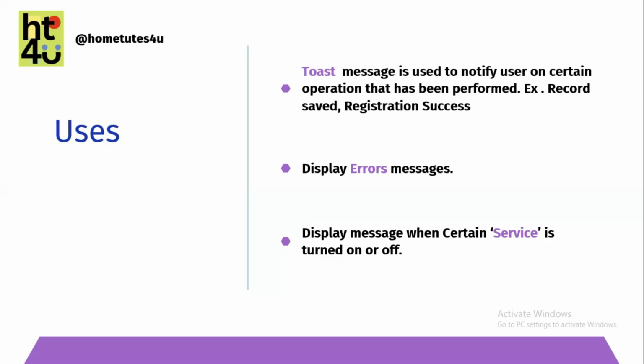Also, this toast message can be used to display a message when a certain service is turned on or off. For example, suppose the user switches on Bluetooth or Wi-Fi, then in that case also you can display a message on your screen that Bluetooth is on or Bluetooth is turned off, or Wi-Fi is on or Wi-Fi is off. So these are some scenarios where we can use this toast message. Also, as per the requirement of your project, you can display various messages by using this toast. It is very useful when you are developing any application.